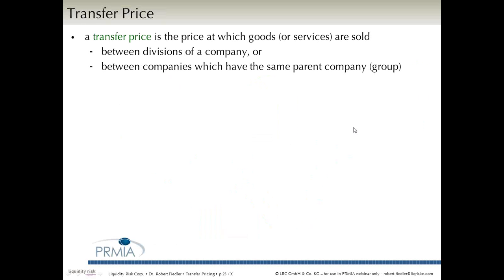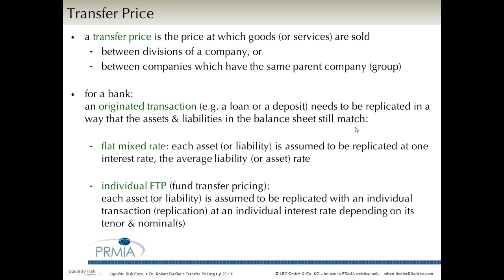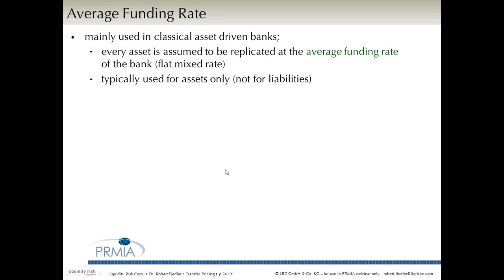Now we come to transfer pricing. Basically, transfer price, you all know that, so I want to put a spotlight on that. There are two broad methodologies. One is a flat mixed rate, where you normally have an average liability rate, and then you have individual fund transfer pricing. The average rate, the first one, is mainly used in a classical asset-driven bank, where you assume that you replicate every asset at an average funding rate.